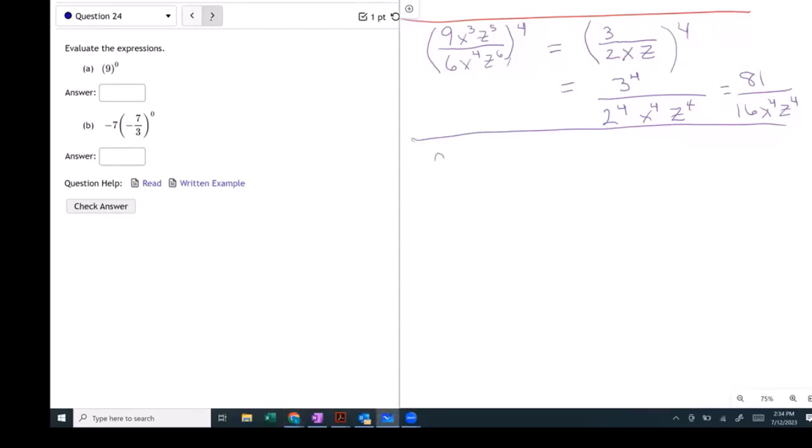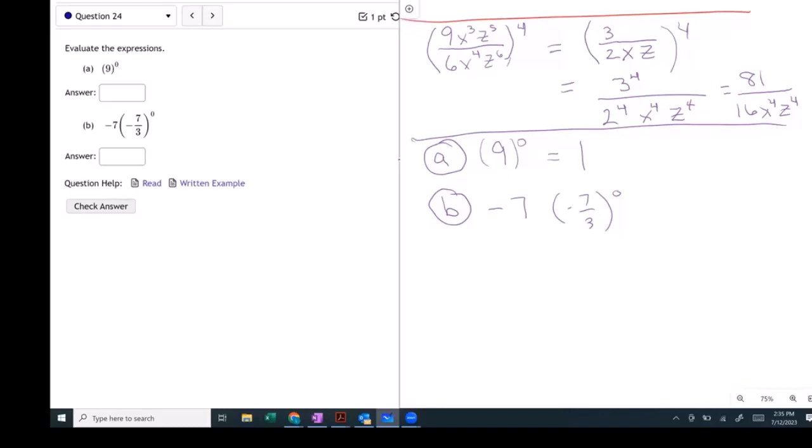Now we also know that any value to the 0 power is equal to what? 1. Okay. So that first answer is 1. Now we have this. Now we're going to use 2 different rules that I taught you today. One rule says that the exponent only affects what it's next to.